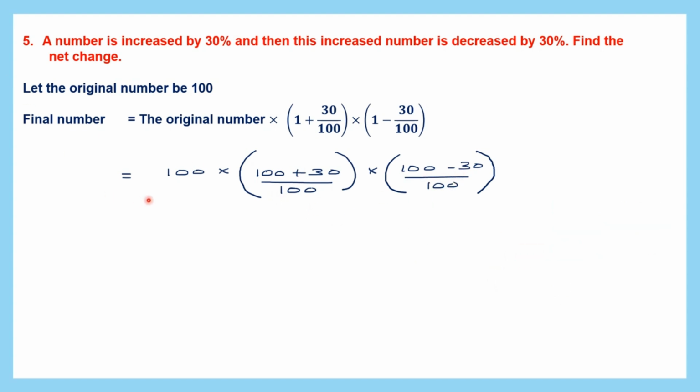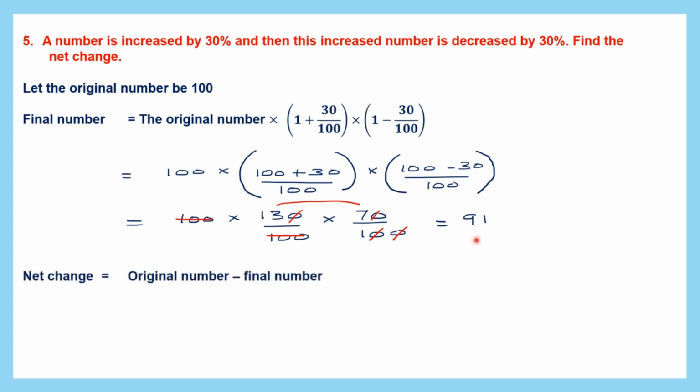Okay. Now let me continue here. So this will be 100 into 100 plus 30 is 130 by 100 into 100 minus 30 is 70, 70 by 100. Now let's simplify. We can cancel this and this. I can cancel 1 0 here and 1 0 here, 1 0 here and 1 0 here. Now all I have to do is multiply 13 into 7. And that is 91. So now we have the original number is 100 and the final number is 91.